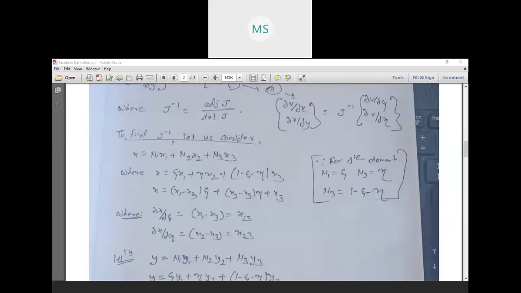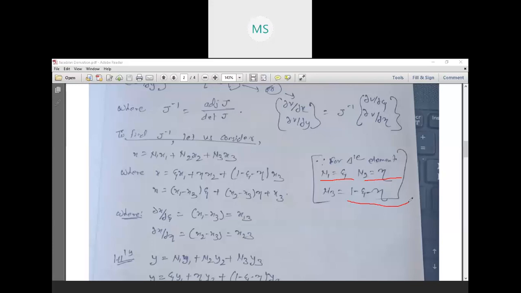To find J inverse, let us consider x equal to N1 x1 plus N2 x2 plus N3 x3. You know that, right? What are N1, N2 and N3? N1, N2 and N3 are the shape functions for the triangular element. If you don't remember, please go to chapter 1 and chapter 2 where we have done the derivation for this already. And we have seen in the natural coordinate system, N1 equal to eta, N2 equal to zeta, and N3 equal to 1 minus eta minus zeta.